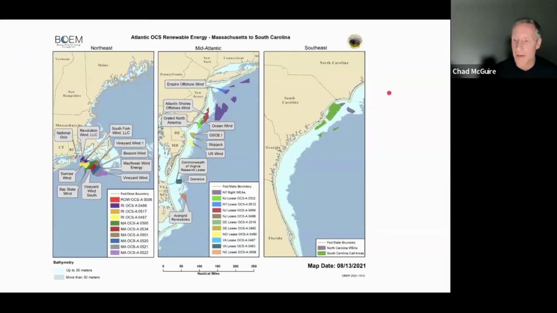One thing I wanted to point out is it's hard to see here. They have something called the federal state boundary. That's the 3-mile limit. That's what they're talking about with the federal state boundary. And I'll just increase it a little bit for you. And none of you should be surprised that all of these projects are permitted outside of state waters. There's a reason for that.